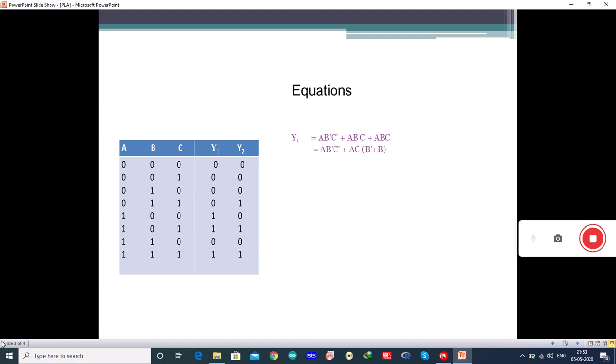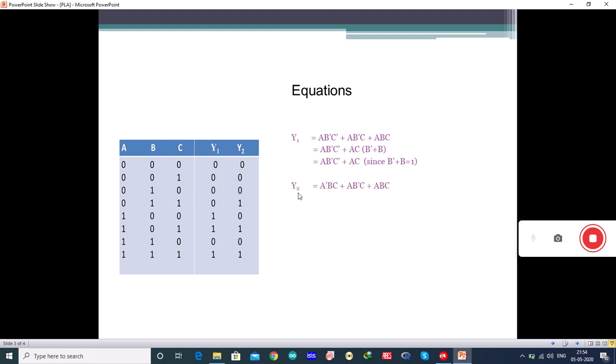Now let us simplify. I have taken AC common here. You remain with B bar plus B, and you know that B bar plus B equals 1. So you will get A, B bar, C bar plus AC as the equation for Y1.